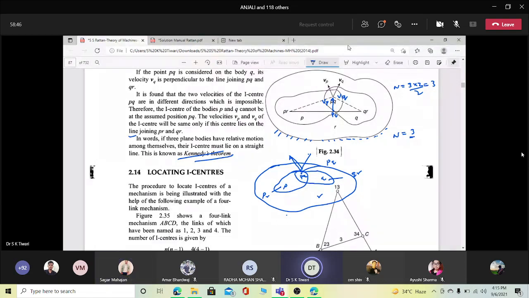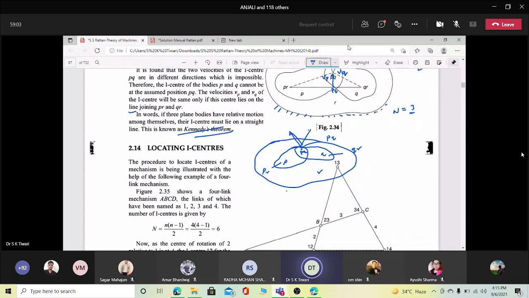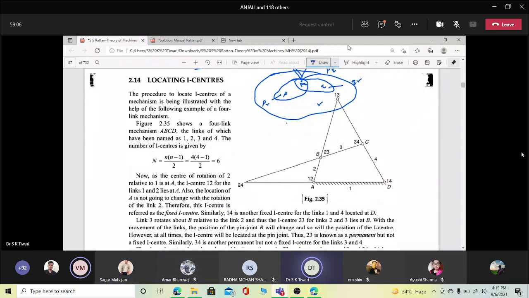So if three bodies, मोटी तौर पे, if three bodies have a relative motion among themselves, there will be 3 eye centers, and it's a foundation that all the 3 eye centers should fall on a straight line. And this theorem is given by Kennedy, therefore it's known as Kennedy's theorem. Clear?